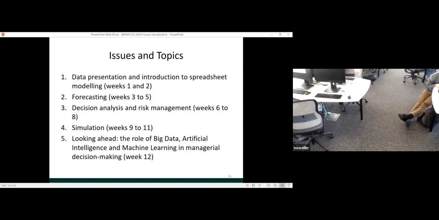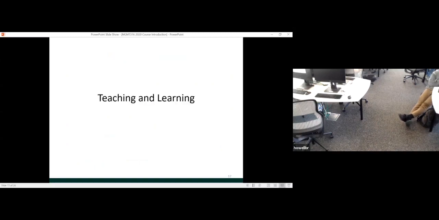But it's a way of putting some blue skies out there and thinking about what some of the challenges are to the discipline going forward. So, the teaching and learning.